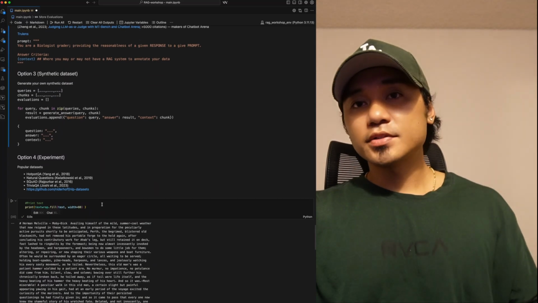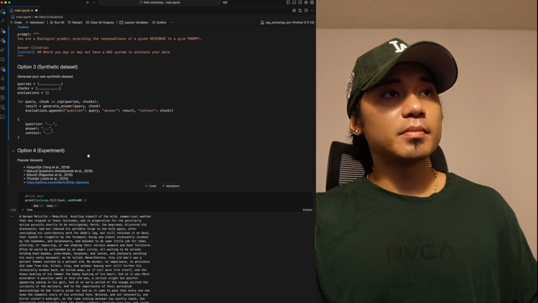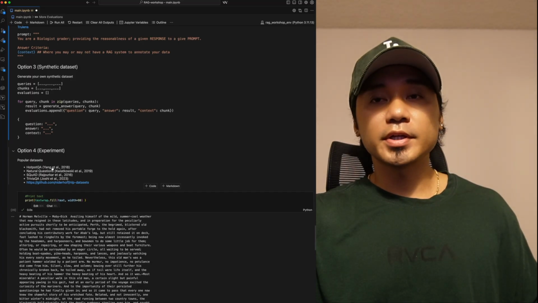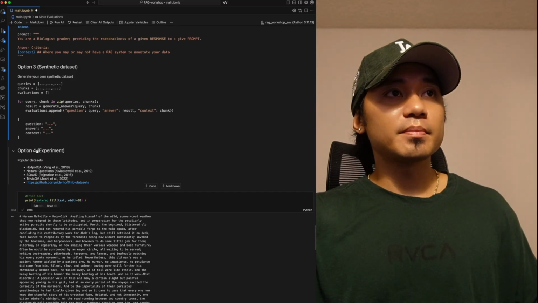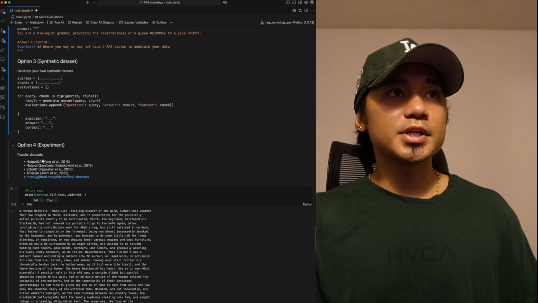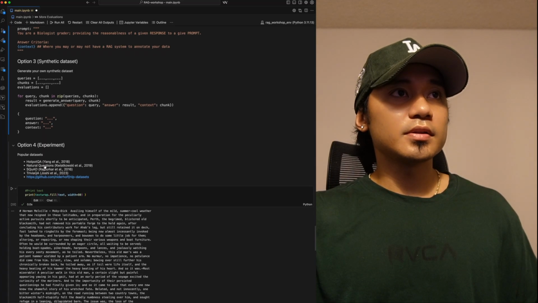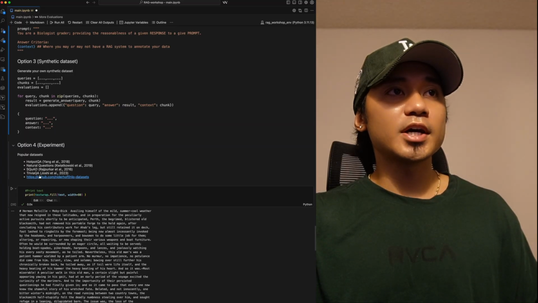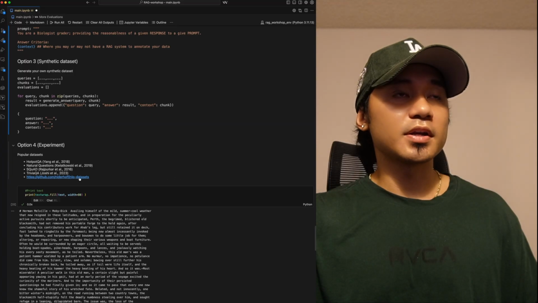Okay, so the last way that you can evaluate how well your model is producing an answer is by conducting your own experiments on popular data sets for question answering. Here are some popular data sets: HotpotQA, Natural Questions, SQuAD, TriviaQA, and you can find more data sets from this website here.